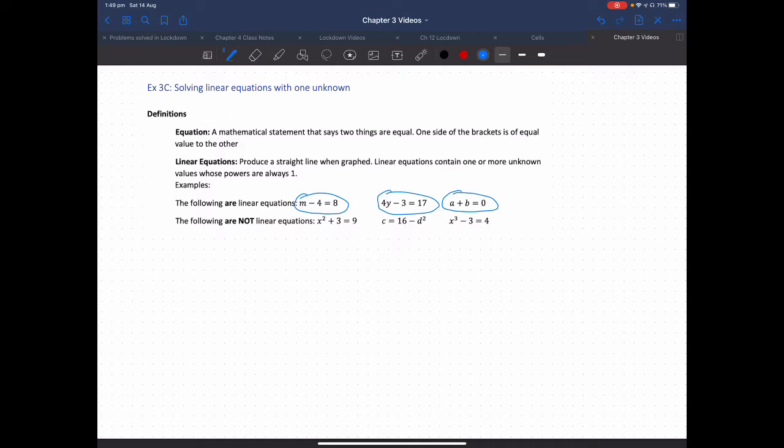Beneath them, there are 3 examples of non-linear equations. So we've got x squared plus 3 equals 9. The squared is a power, so it is not linear. The second nonlinear equation we have there, c equals 16 minus d squared. There is a squared on the d, so it is not linear. The last one we have, x cubed minus 3 equals 4. There's a cubed, a 3 as a power, so it is not linear.